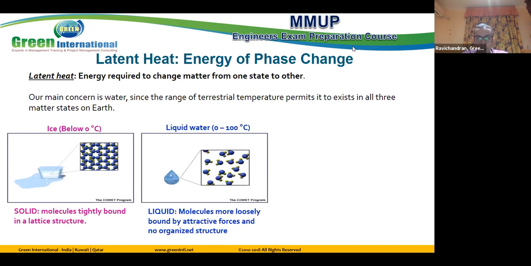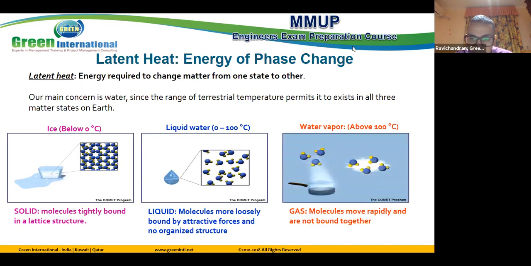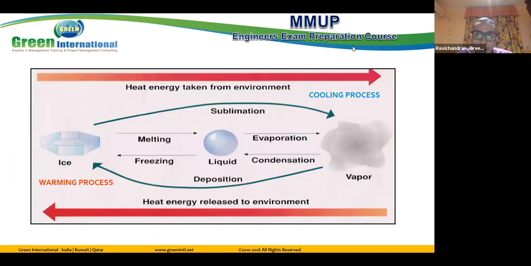There are different types of latent heat. For example, from solid to liquid is the melting process. From liquid to vapor is the evaporation process. In the opposite direction, vapor to liquid is condensation. From liquid to ice is freezing. Sometimes it goes quickly from solid to gas, which is sublimation, and from vapor to solid is deposition.